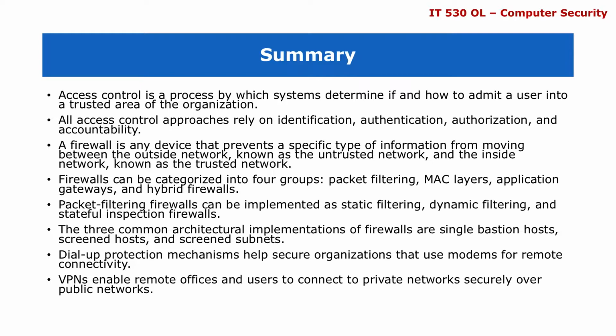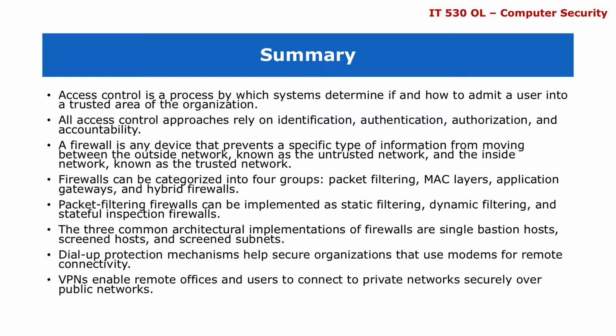And this brings us to the end of this chapter. We were able to discuss what access control is, as well as the approach that access control relies on, including identification, authentication, authorization, and accountability. We also discussed what a firewall is, as well as how a firewall prevents different types of connections from moving in and out of a network. We also talked about the untrusted network and the inside network, that's the intranet, as well as the trusted network.